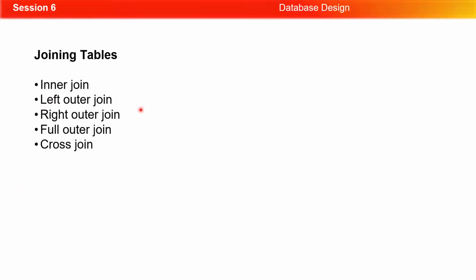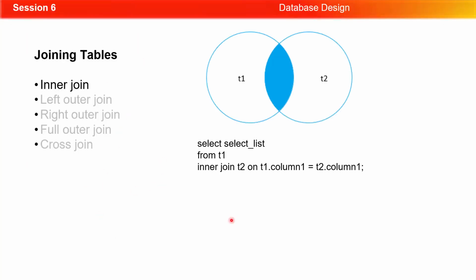These are the types of table joins. There are inner joins, left joins, right outer joins, full outer joins, and cross joins. We'll take a look at each one of these.